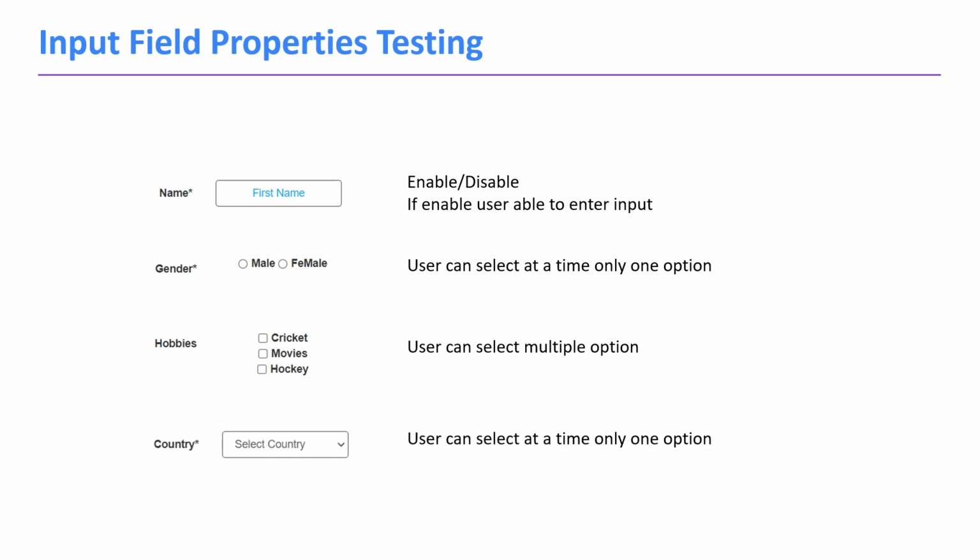Next is a drop down. As you can see, here is a country drop down. In the drop down, out of all the values, only one value can be selected at a time.